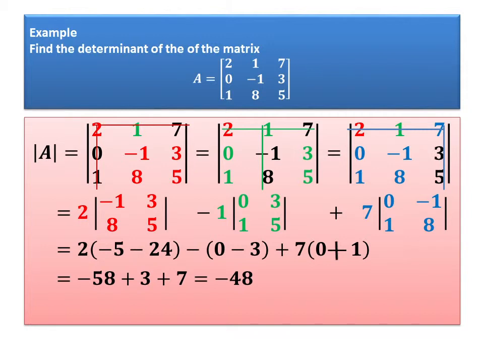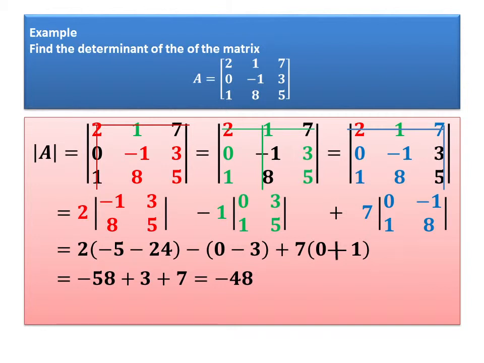The 2 written in red is multiplied by the determinant -1, 3, 8, 5. Now we expand this determinant. We expand it in the way we multiply -1 by 5 and then subtract from it the product of 3 and 8. So we have -5 minus 24 multiplied by 2. This will give us -58.